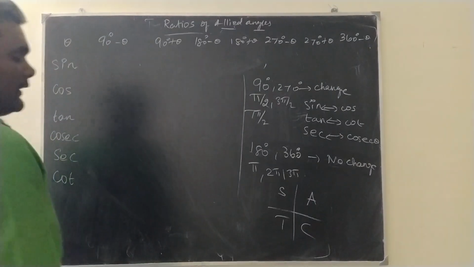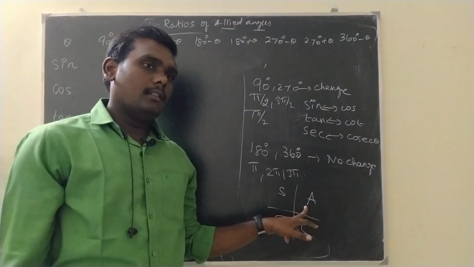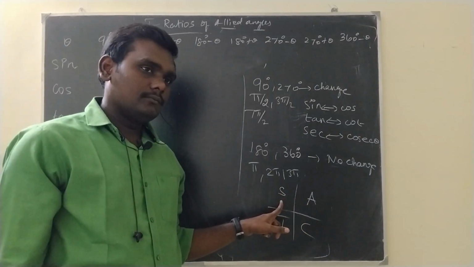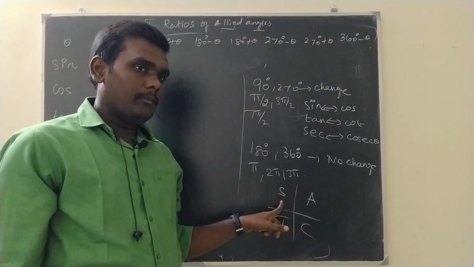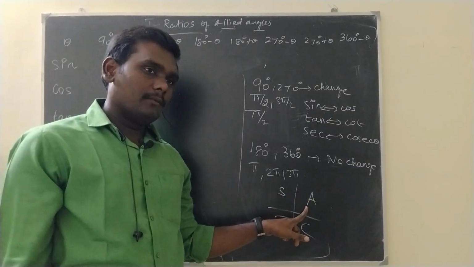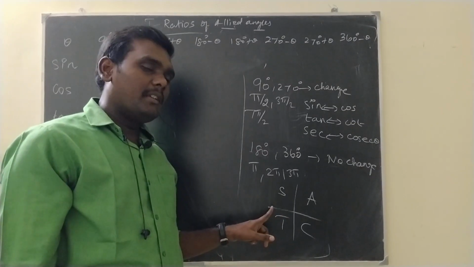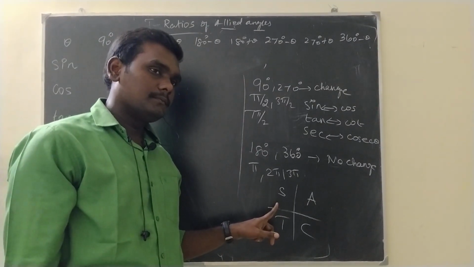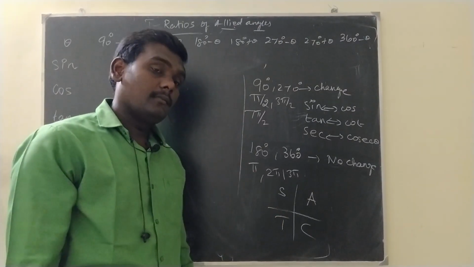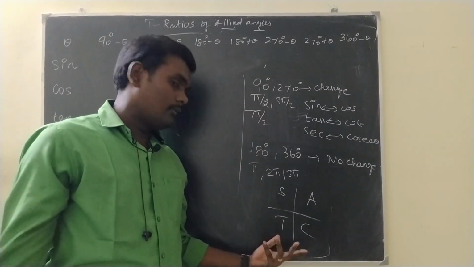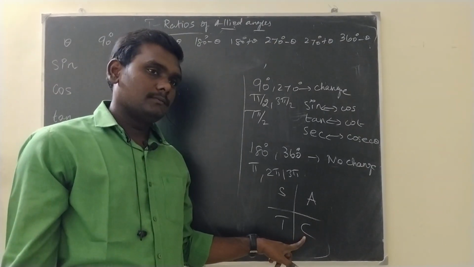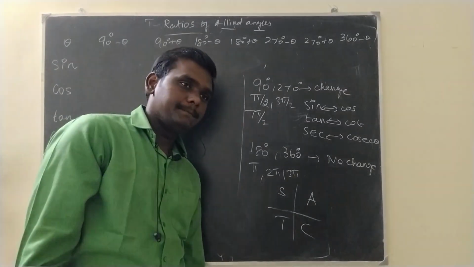Okay. When I say 90 degree plus theta, it will lie in this quadrant. 90 degree minus theta means that will lie in first quadrant. 180 degree minus theta means which quadrant? Second quadrant. 180 degree plus theta means it is third quadrant. 270 plus theta. 270 minus theta.